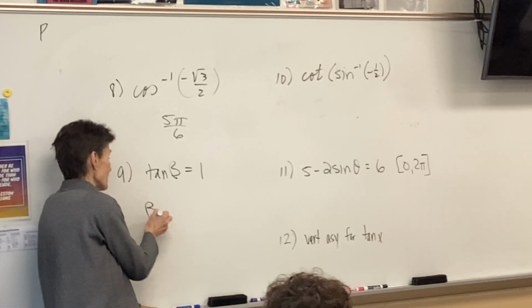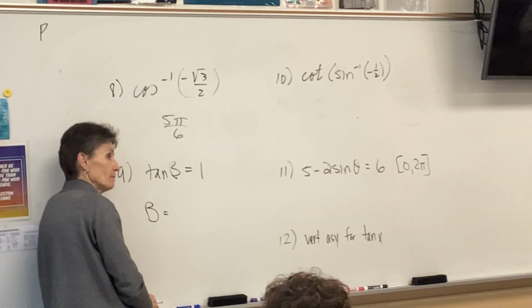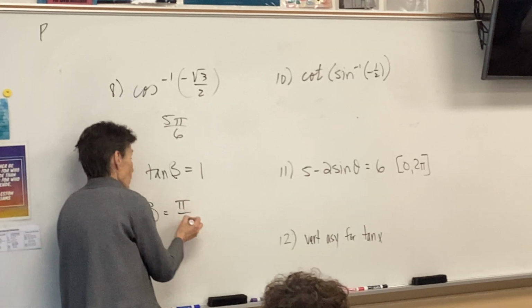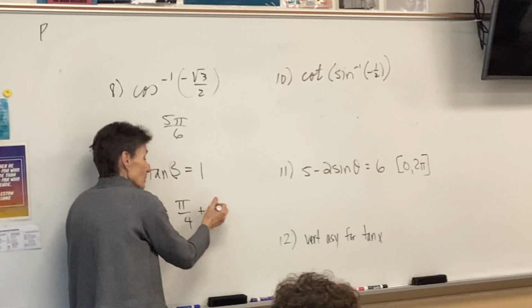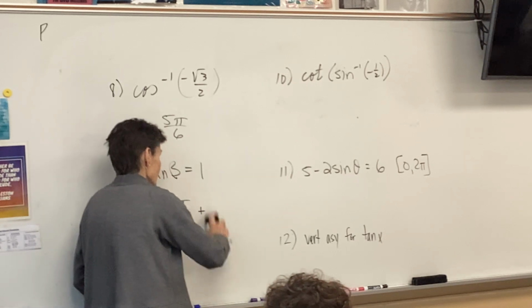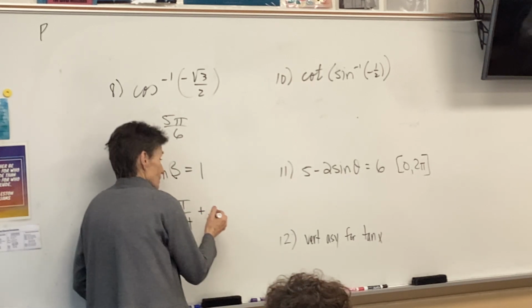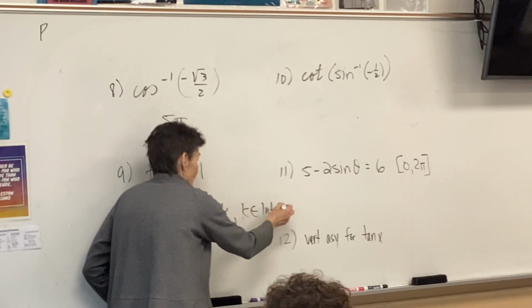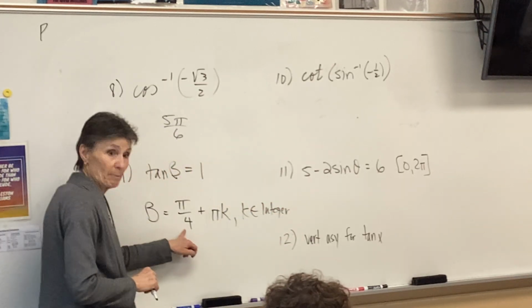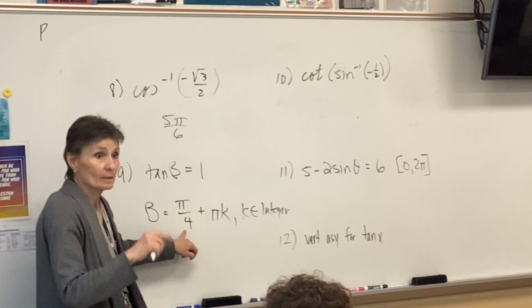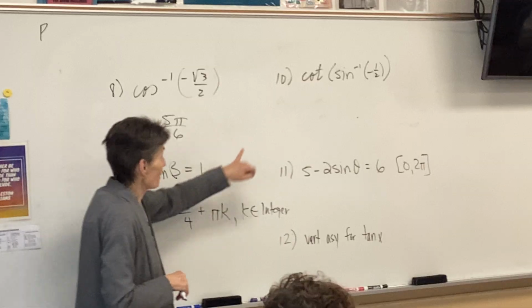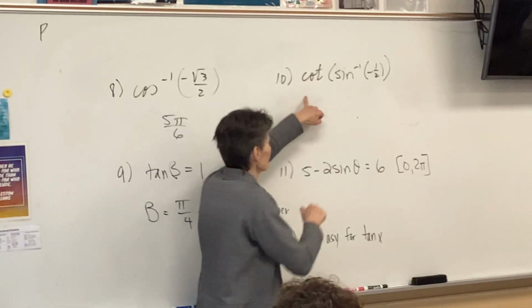What angles have a tangent of 1? Pi over 4, and adding all the pi's after that. So you could add pi and get 5 pi over 4, add another pi and get 9 pi over 4, and so on. Okay, so that brings us to this one.